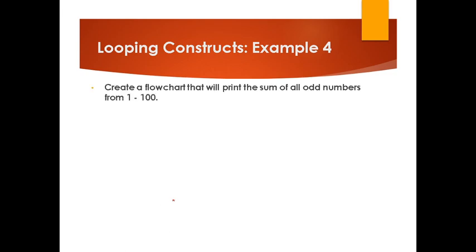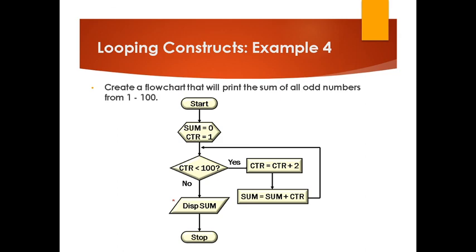We have last example. Create a flowchart that will print the sum of all odd numbers. So actually, it's similar to example number 3, but this time you will notice that we started with 1. Kanina kay we started with 0. Tama? Okay.